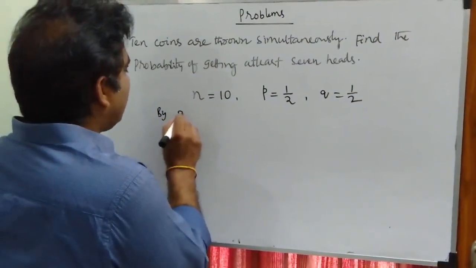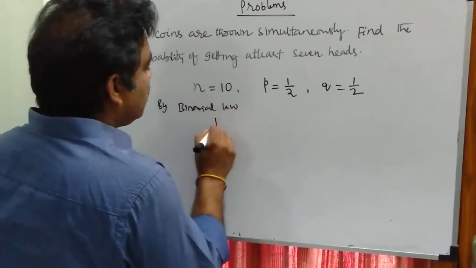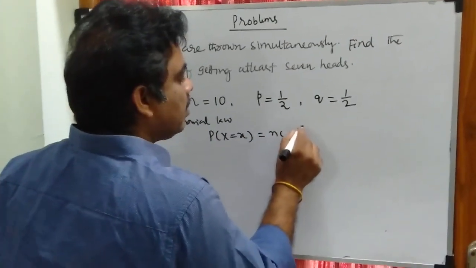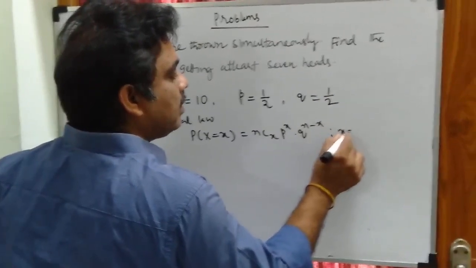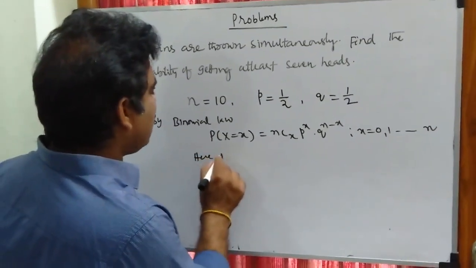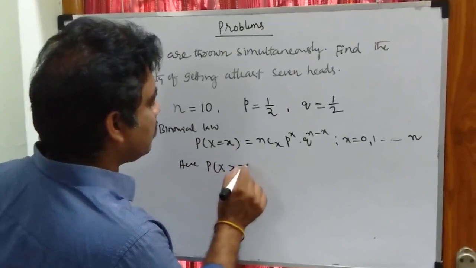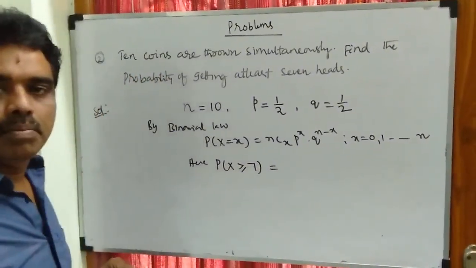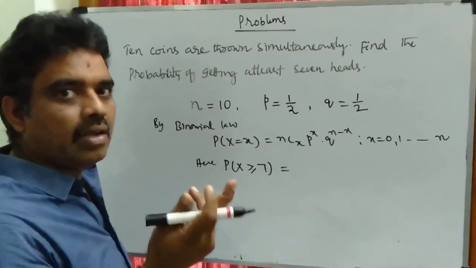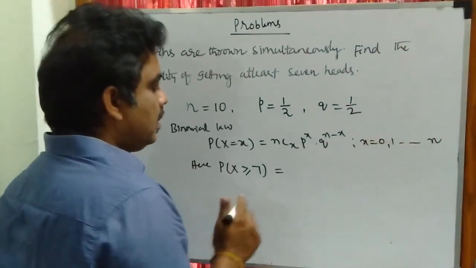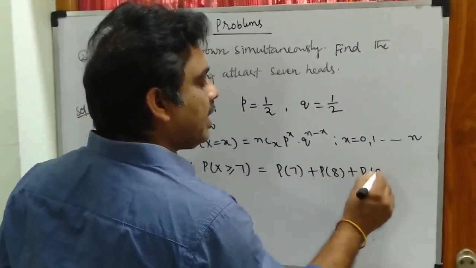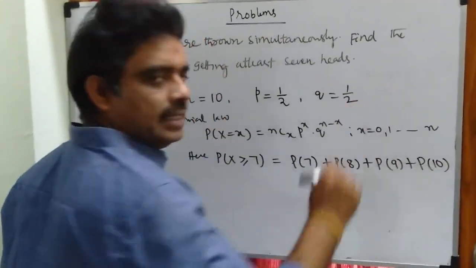By binomial probability law, the probability of getting x heads out of n coins is equal to nCx p power x q power n minus x, where x is equal to 0, 1, 2, and so on up to n. Our required probability is probability of x greater than or equal to 7, at least 7. That means you may get 7 or 8 or 9 or 10 heads, maximum limit 10. That means you need to calculate P of 7 plus P of 8 plus probability of getting 9 heads and probability of getting 10 heads.